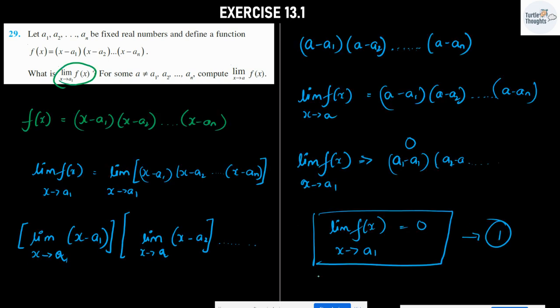Got it? Now you can write the answer. This is going to be the final answer: the limit of f of x as x tends to a1. For this question, and for this function, this is going to be the answer.